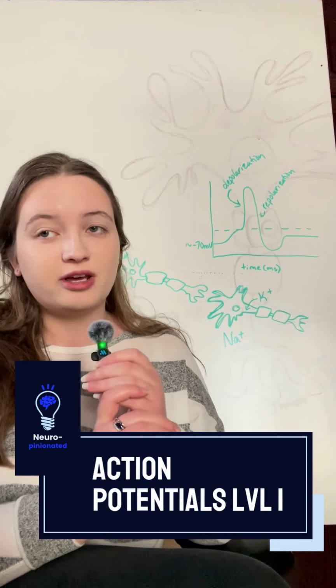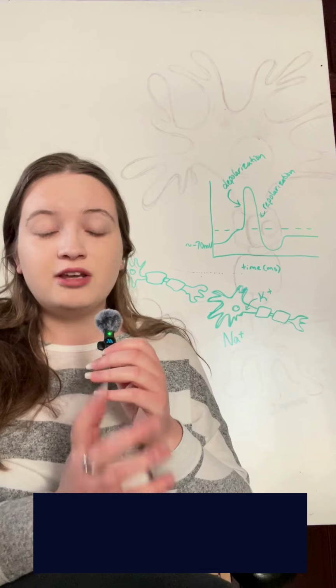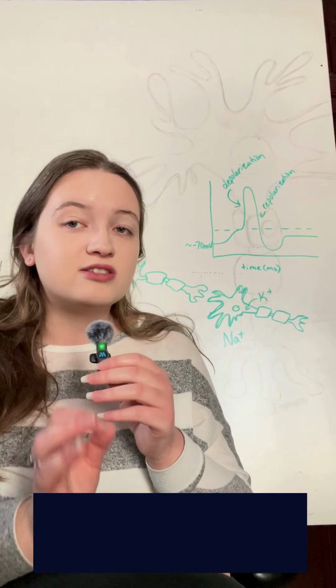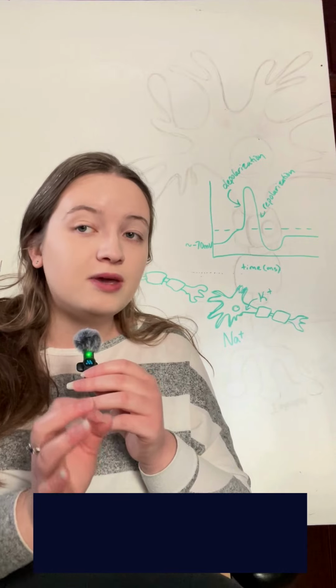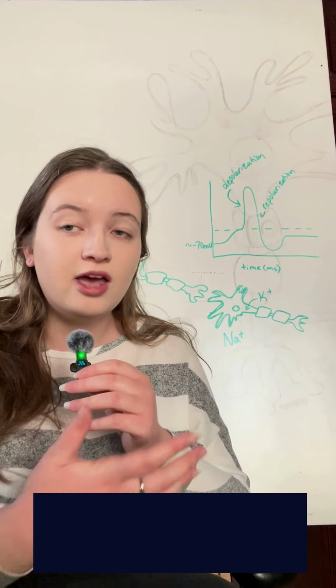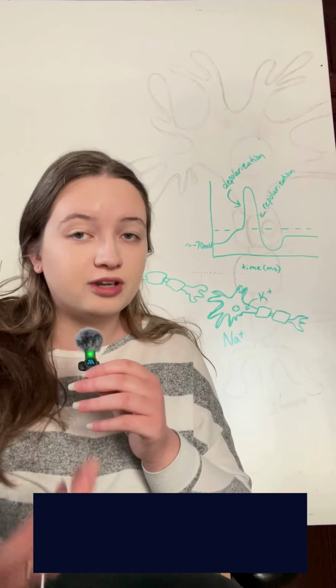Today's topic is action potentials level 1. If you want a more in-depth look at action potentials, please visit the next video. At its most basic level, an action potential, or AP, is communication between two neurons through changes in electrical potential as a result of changes in chemical potential.